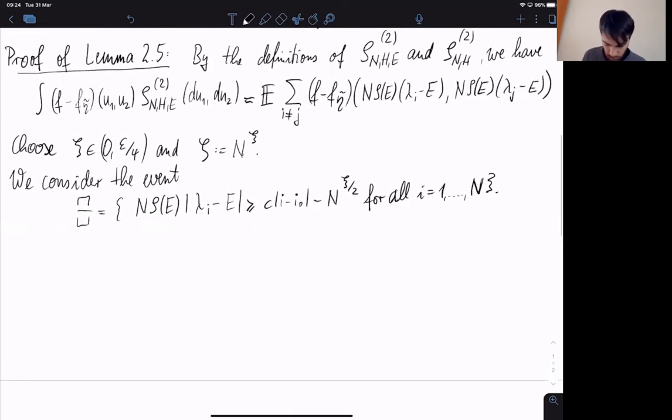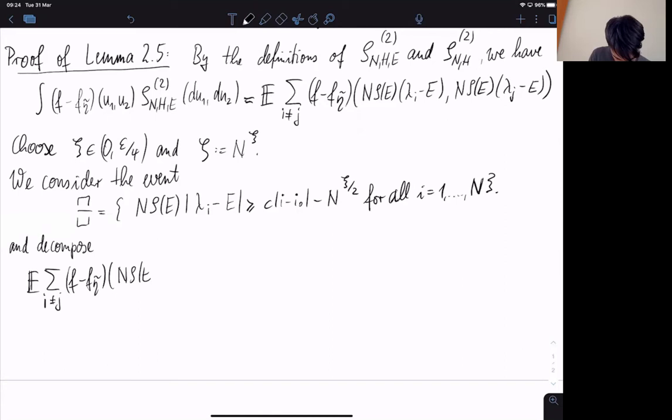And now I want to smuggle this event in here. So maybe I write: consider the event and decompose. Now we take this expectation and decompose it into 2 parts, F eta, and now we smuggle in this event.